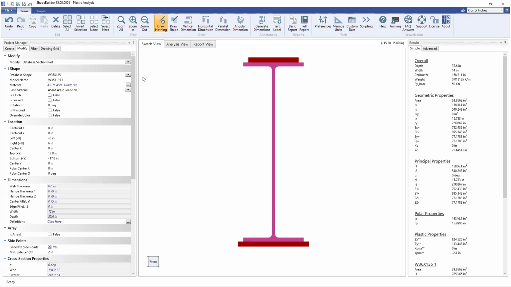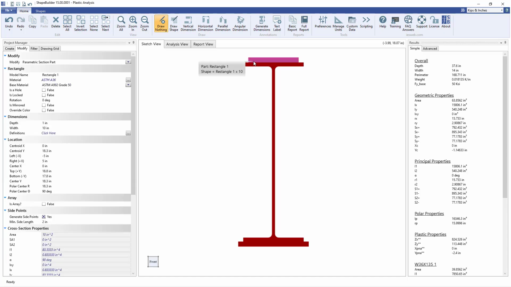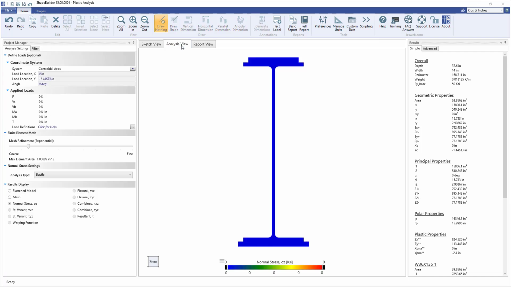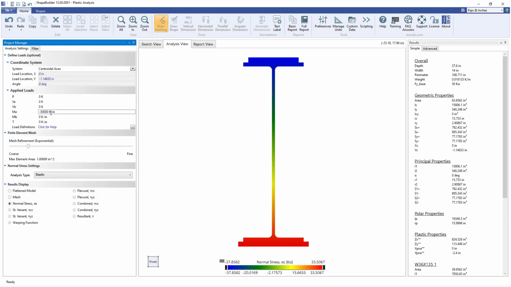To demonstrate these new features, we have added a W36x135 steel beam from the database to the project using A992 grade 50 steel. This beam has a 10-inch by 1-inch top cover plate and a 14-inch by 1-inch bottom cover plate, both with A36 material. Now let's switch to the Analysis View tab and apply a strong axis bending moment of negative 30,000 kip-inches to the cross-section.